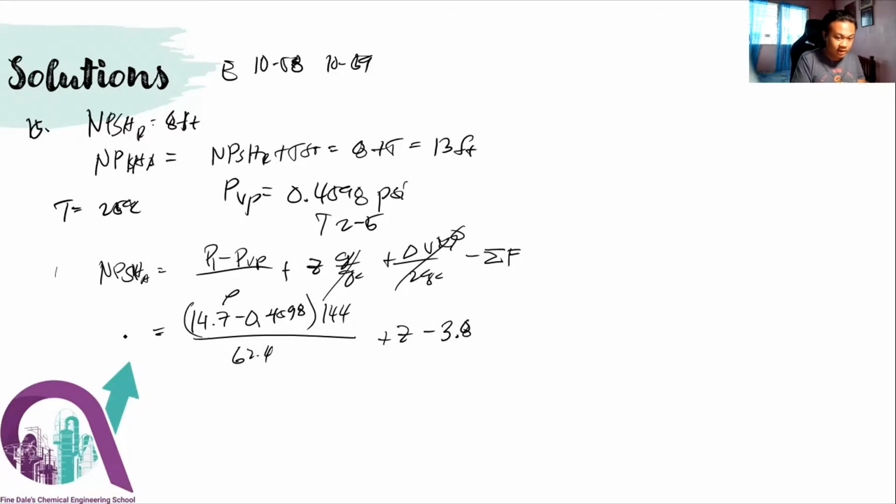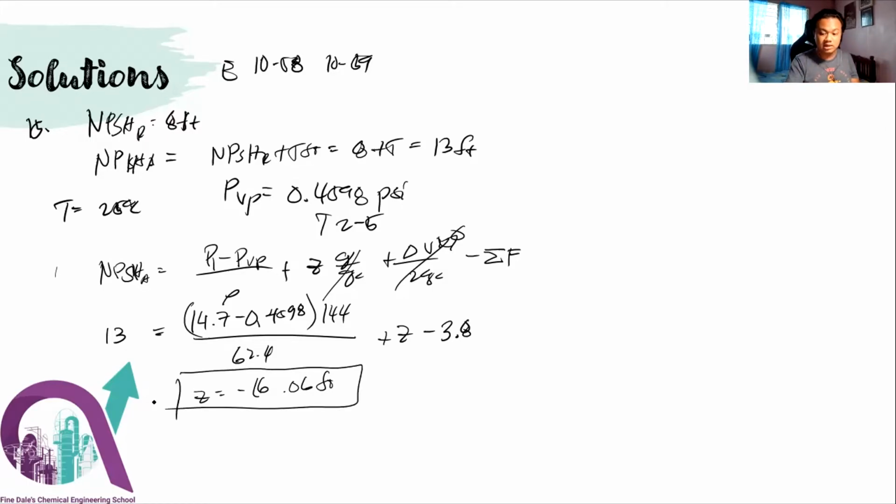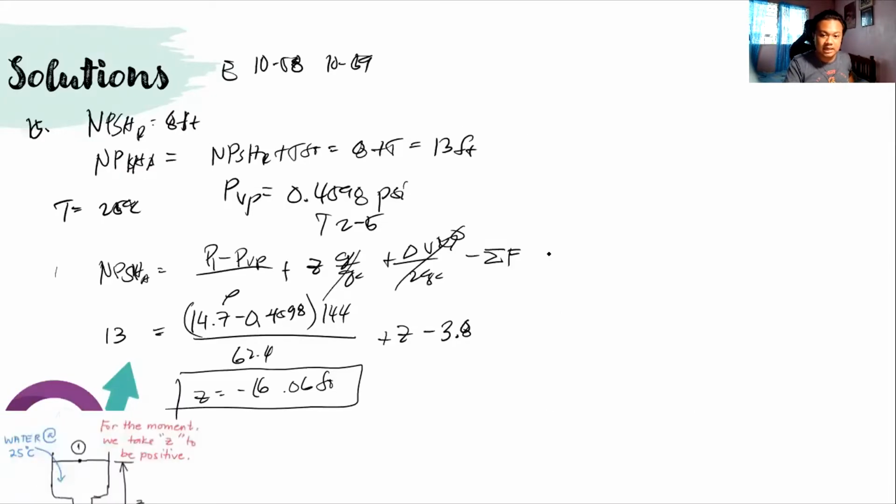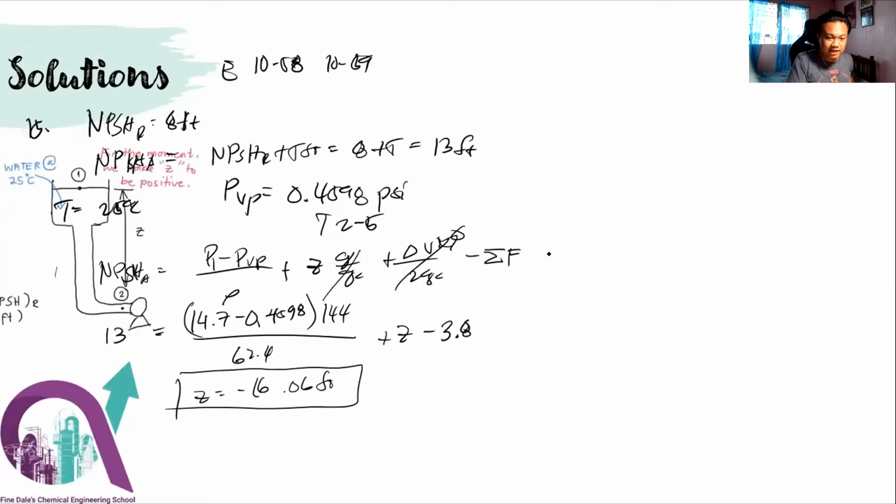And then we have 13 here. So Z is actually negative 0.06 feet. So this is below. So below, the assumed reference point is above. Okay, 16 feet, A. Okay, so 16 is just a simple answer.